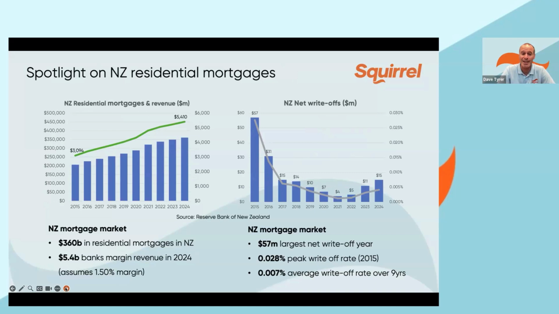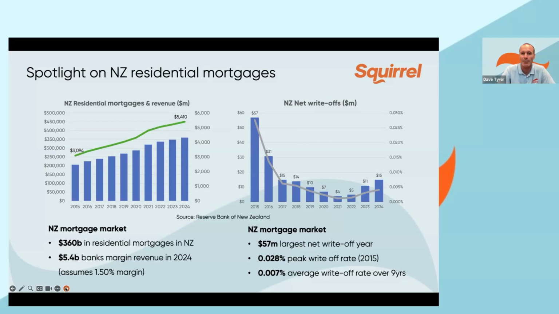So the mortgage market today is $360 billion. Okay, it's a pretty big lump, would be fair to say, given the size of our economy and in relative terms to what we see overseas. The banks are generating revenue. So in 2024 calendar year, using a 1.5% net interest margin, $5.4 billion in revenue. Okay, so it's not profit, it's their net interest margin of $5.4 billion in the year 2024.